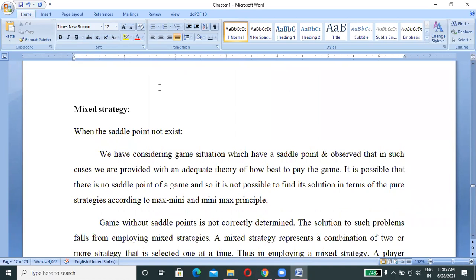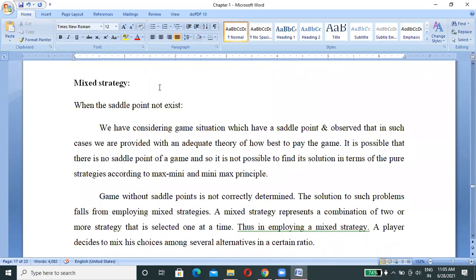Tomorrow we are going to discuss the mixed strategy. Mixed strategy is nothing but, suppose in the given problem the saddle point does not exist, in that situation what we have to do. This we are going to discuss tomorrow.